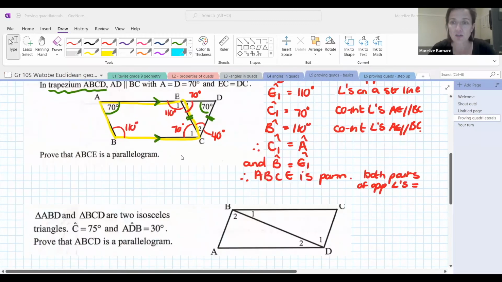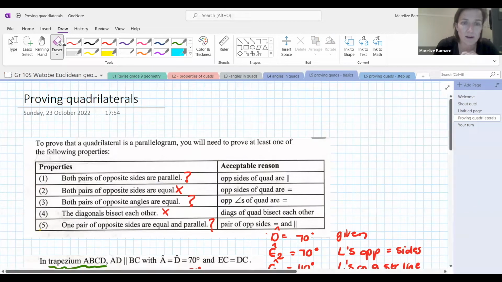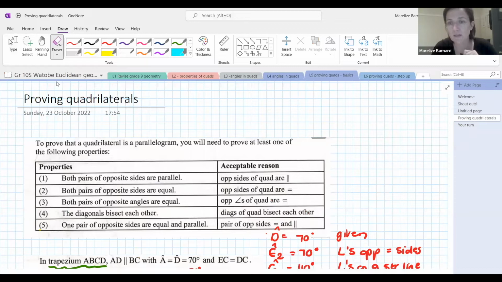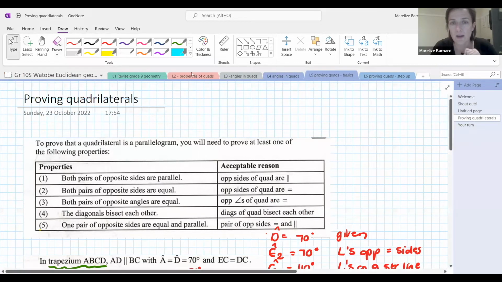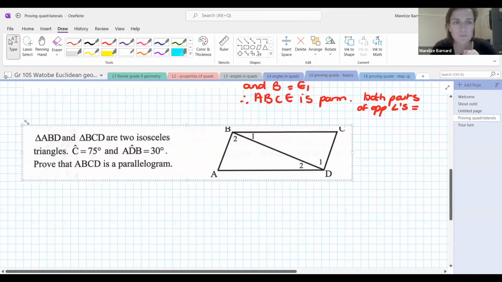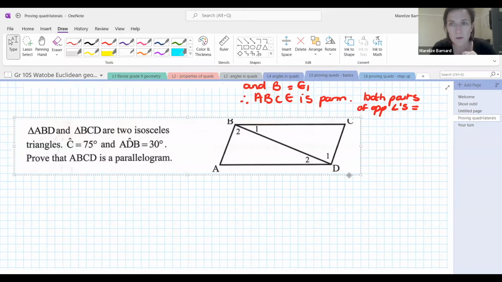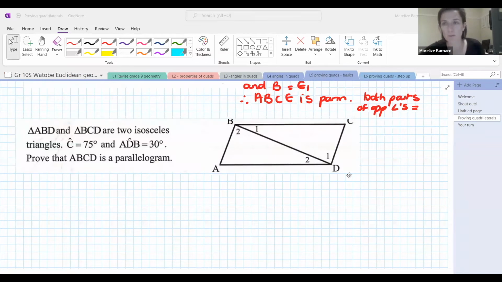If you want to take a screenshot, here are our five ways of proving a parallelogram. You can take a quick screenshot of that. Okay, and let's do this one. I'm going to let you work on your own for about 3 minutes. So we'll check back at about 18:26.